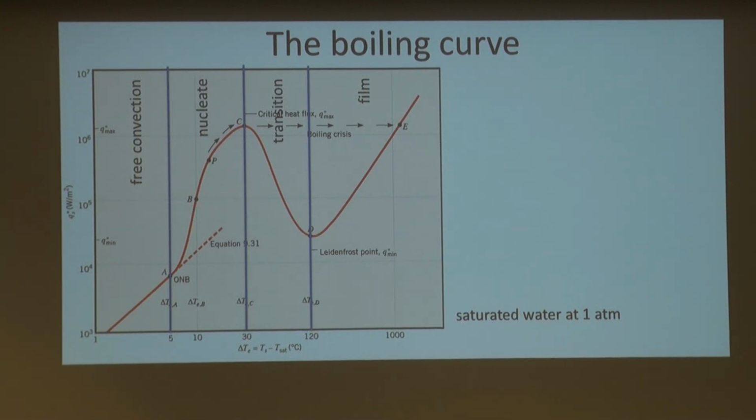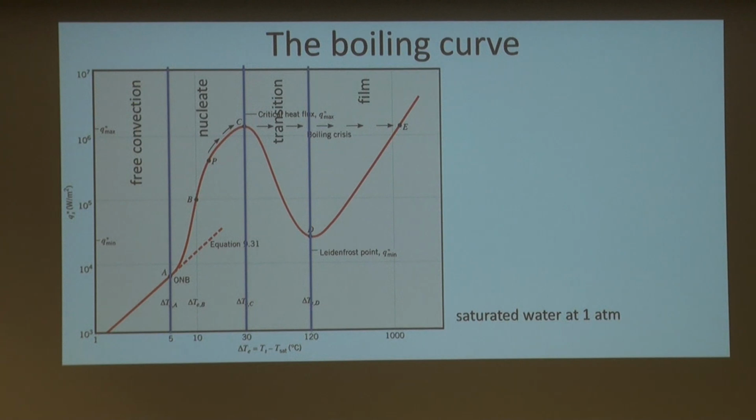130. The surface is 130, right? So 1 means 101, right? 1,000 means 100 and 1,000, 1,100, right? Okay, so the vertical axis is the heat flux, right? The Q double prime.